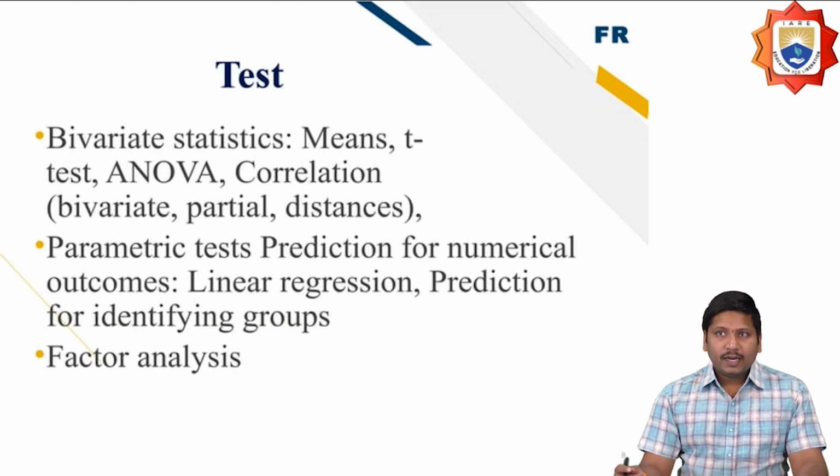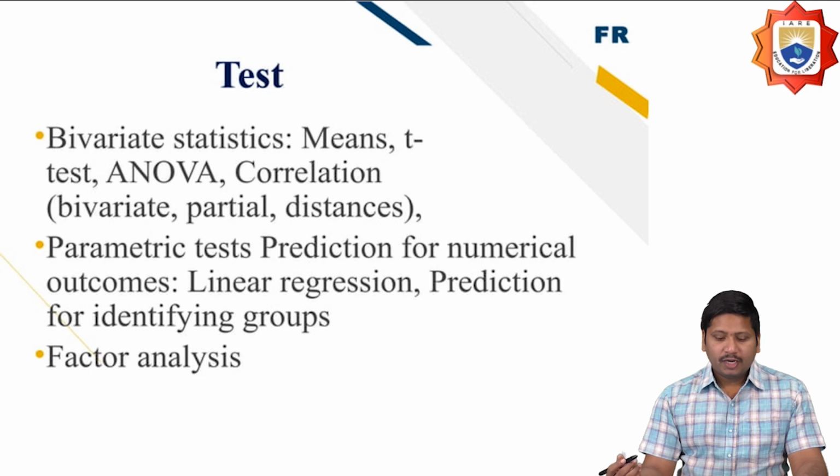Normally, what kinds of tests can we perform here? Bivariate statistics, which means we can use means, t-test, ANOVA, correlation, and bivariate and partial distances. So like this, we can do that.